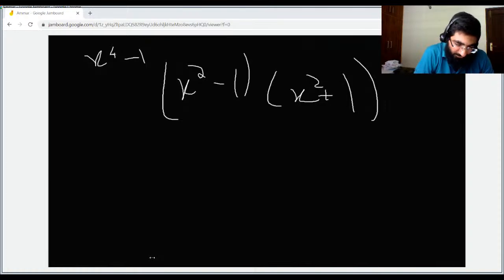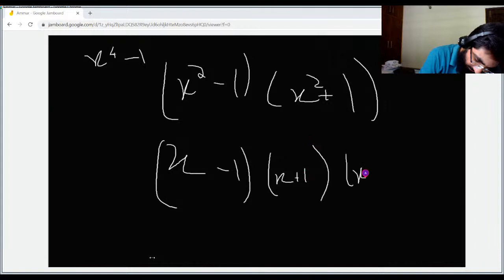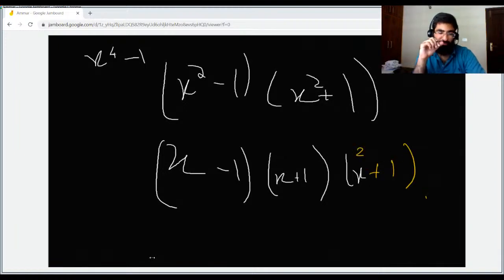And now x squared minus 1 gets factorized again. It's too much brain damage. Ah, you mean like that? x minus 1 and then x plus 1, and then x squared plus 1. This x squared plus 1, whenever you get it, it stays as it is. The minus 1 keeps getting factorized.